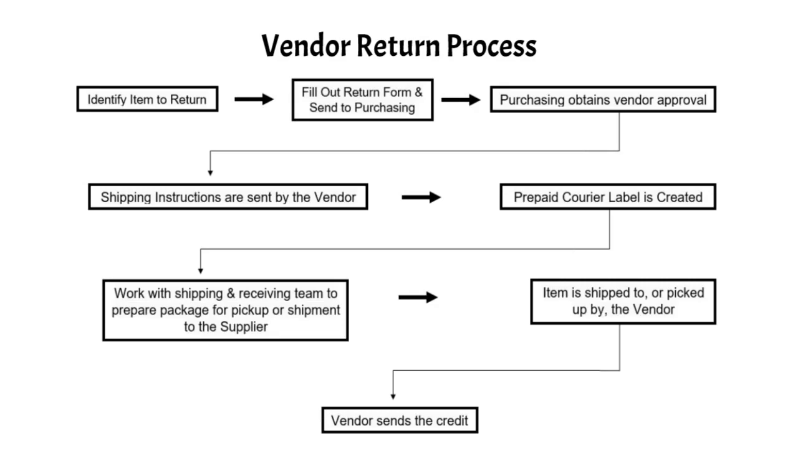After getting approval from the vendor, the buyer will notify the person who initiated the return that the return has been approved and can be sent to the vendor. Typically, the buyer also provides the shipping address and the return or RTV number to this person, along with the prepaid courier label if the vendor provided this. The person who initiated the return will then work with the shipping and receiving staff to package and ship it to the vendor.